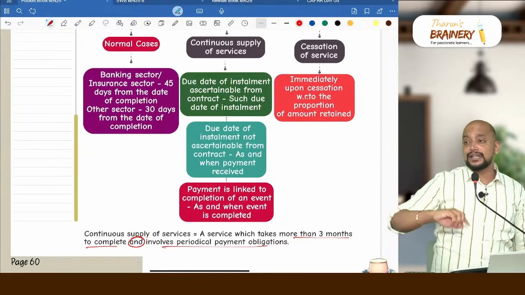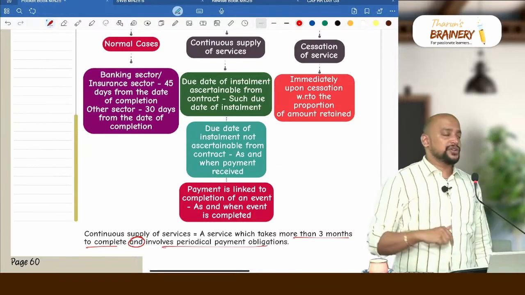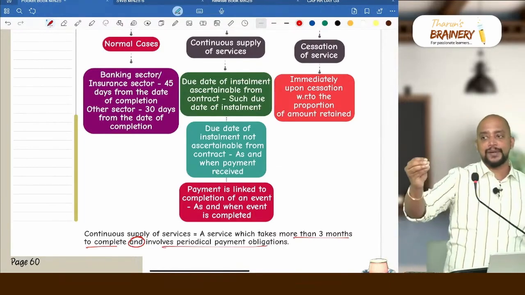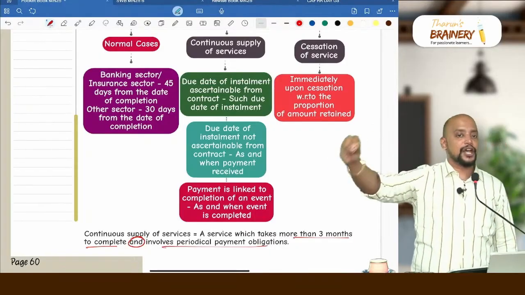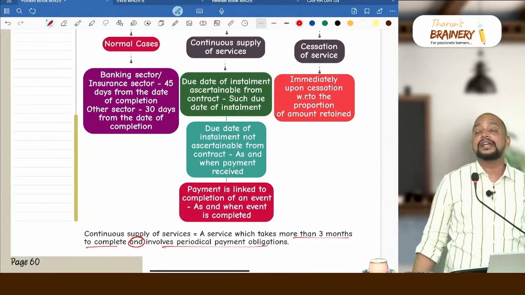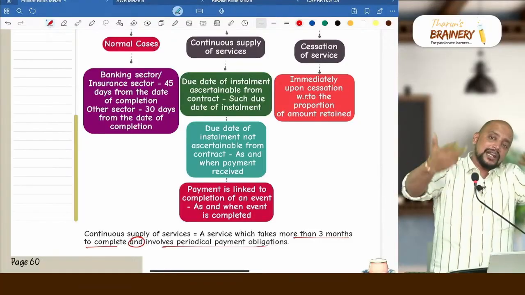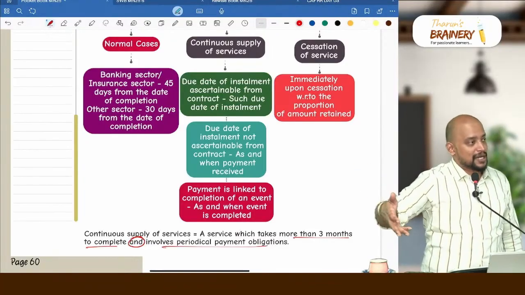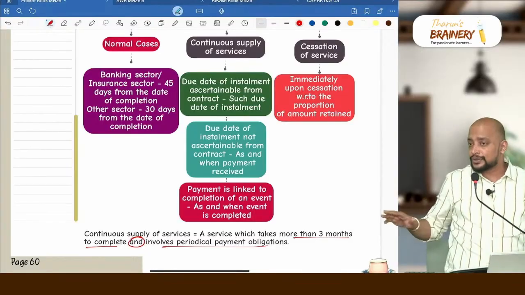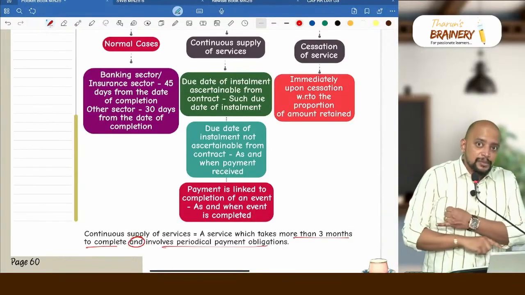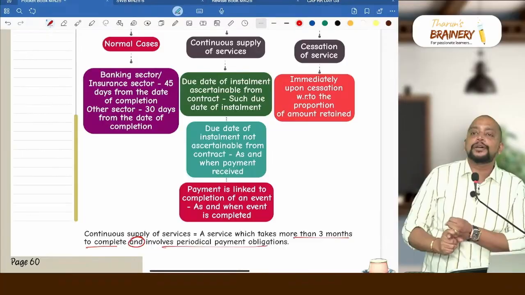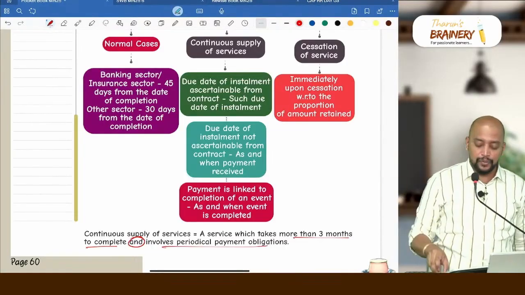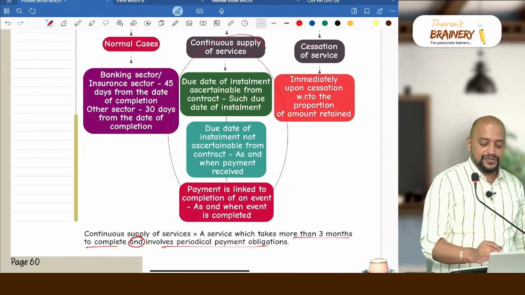Suppose the payment is linked to completion of an event. Again, in the construction example, they will mention that upon 30% completion you have to pay this much, upon 60% completion you have to pay this much. Like that they will be telling the milestone events. So whenever the 30% or 60% completion happens, at that time we need to give the invoice for that respective amount. Suppose in the absence of these two, where the due date of installment is not ascertainable from the contract and the payment is not linked to completion of an event, as and when we receive the installment, at that time we need to raise the invoice. That is in case of continuous supply of services.